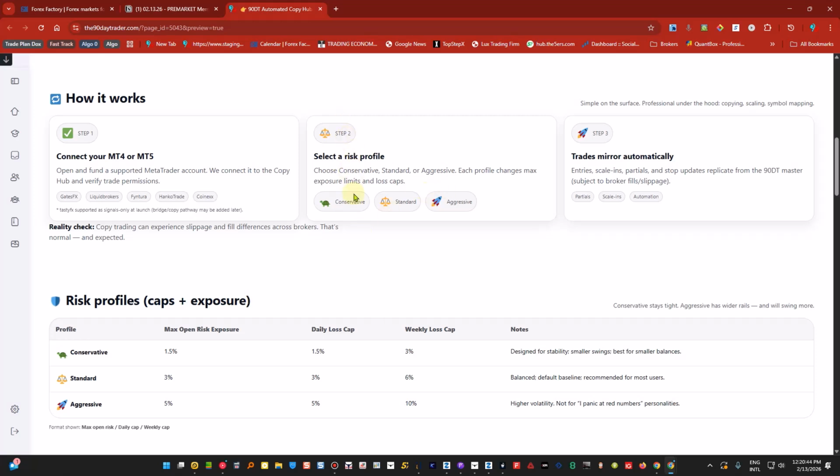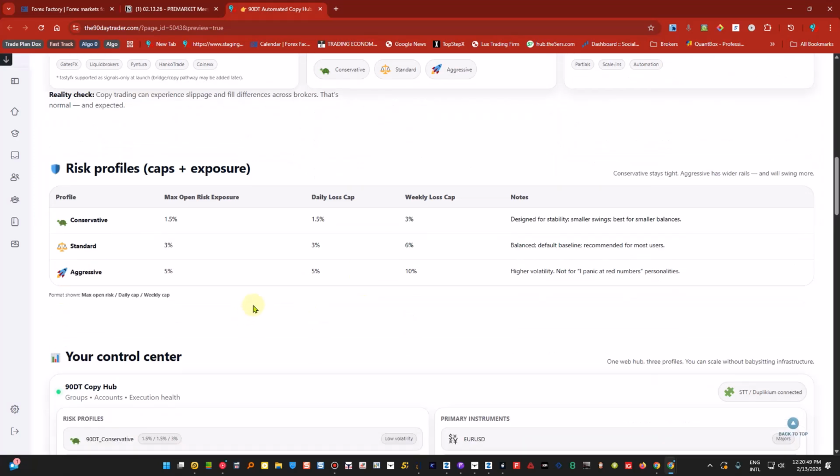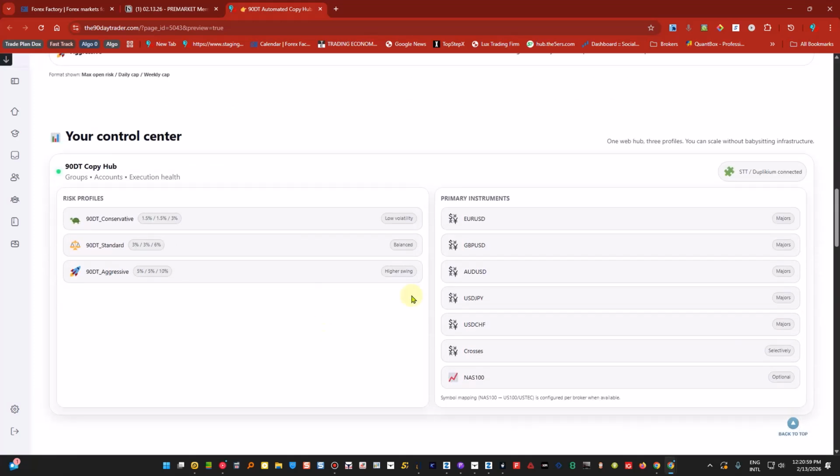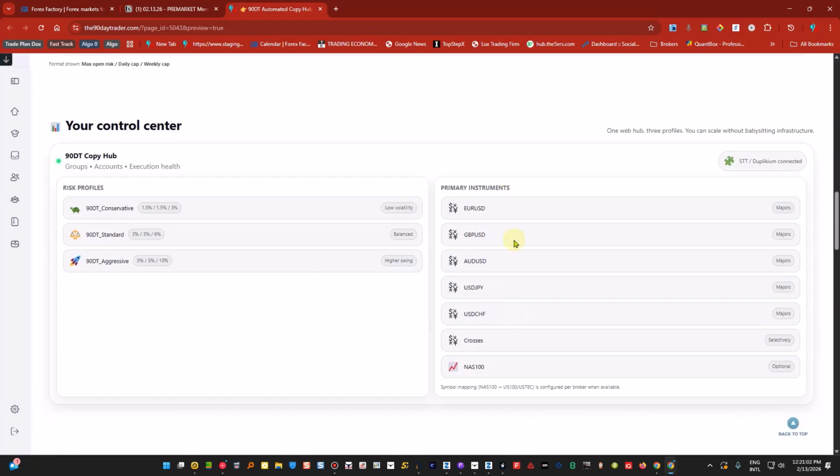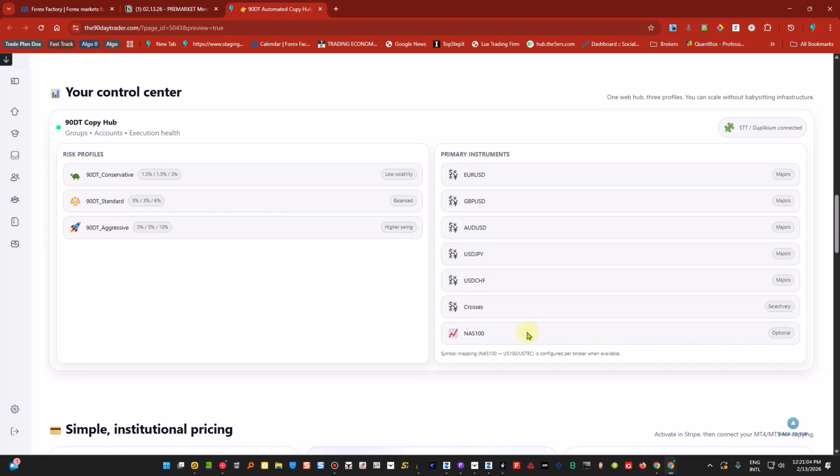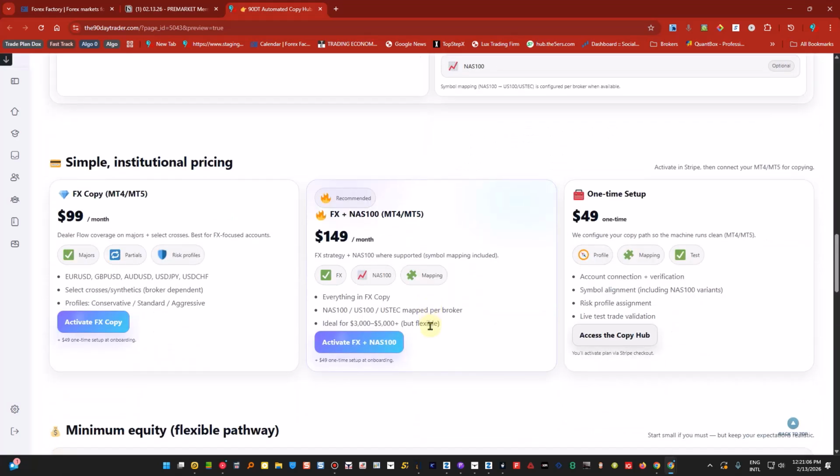3 risk profiles: conservative, standard, and aggressive. And yeah, here we are. Here are the risk exposure profiles according to, or settings according to each profile. Okay, yeah, and here's the instruments that we trade. Okay, majors, selective crosses, and NASDAQ is optional.